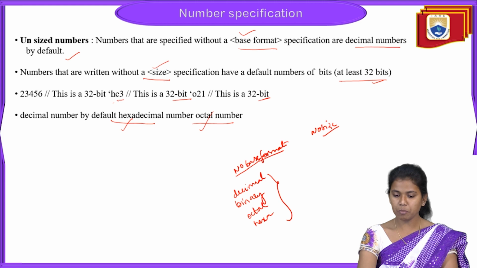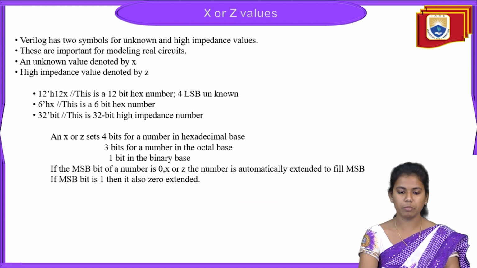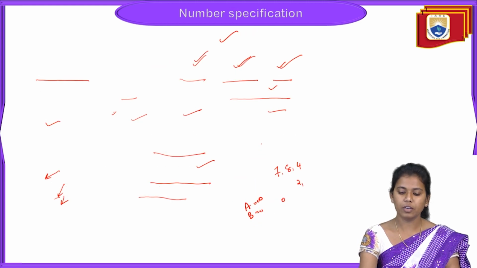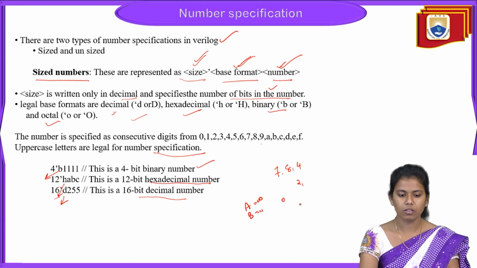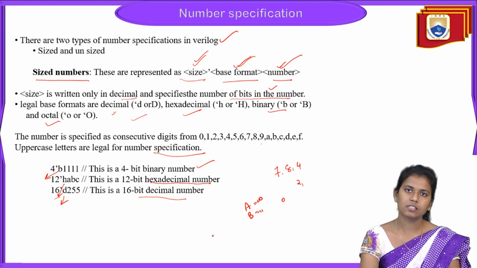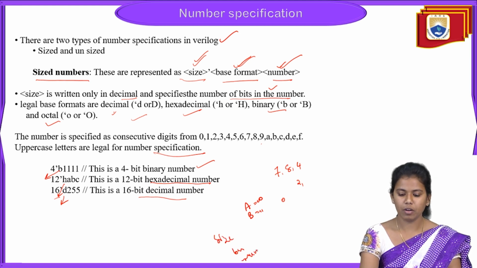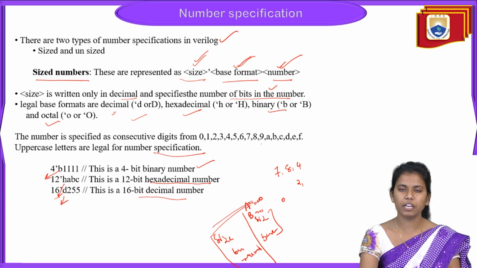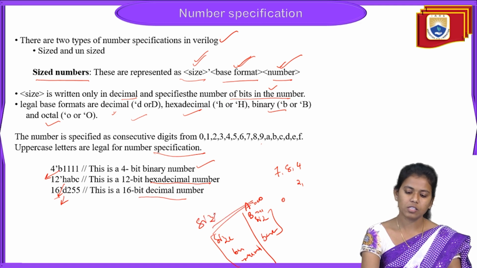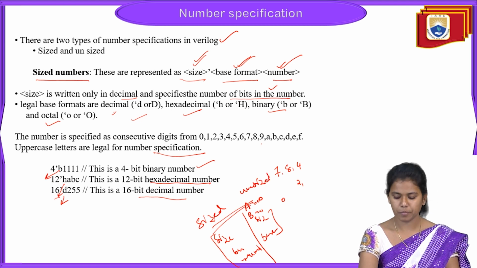The important point to be remembered is for sized and unsized numbers. For sized numbers, you see size, base format, and number. Whereas for unsized numbers, there is no size and no base format to be considered. So this is the main difference between the sized and unsized formats.